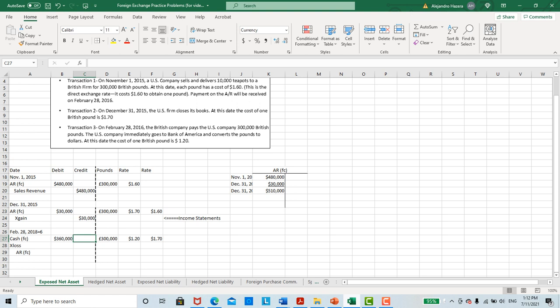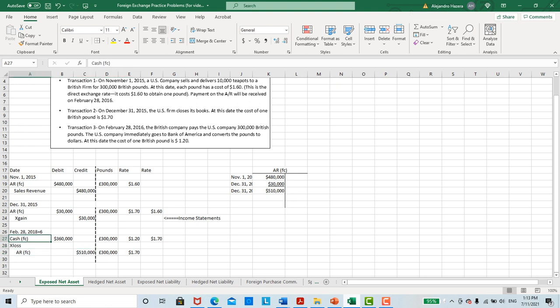Okay, and so the first thing to do is record the dollar value of the cash that you receive. The British company paid you this cash. That's why I put the FC there. They're paying you 300,000 British pounds. Now the account receivable, the latest balance was 510,000. Which is that right there. And you can either just take the latest balance of the account, or you can take 300,000 British pounds and multiply it by the latest rate that you adjusted to. You'll get the same amount either way.